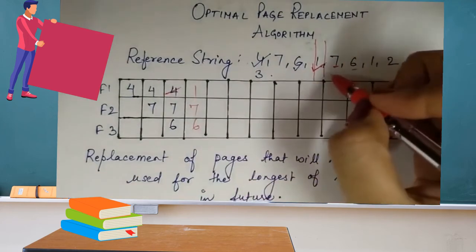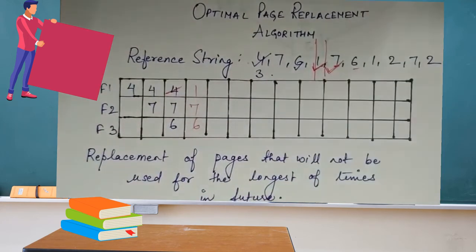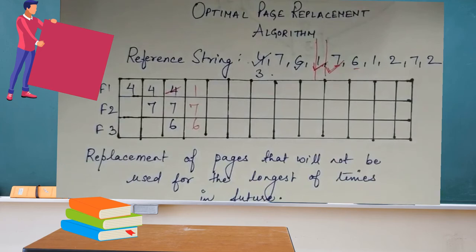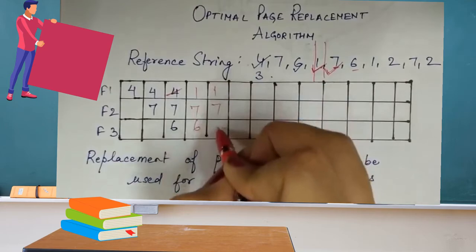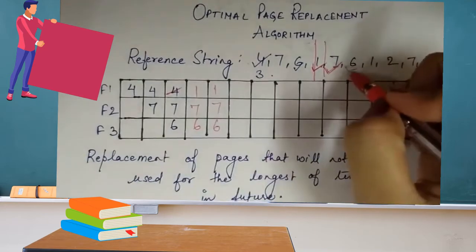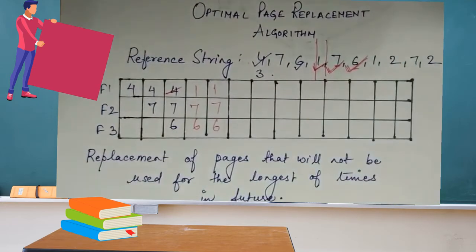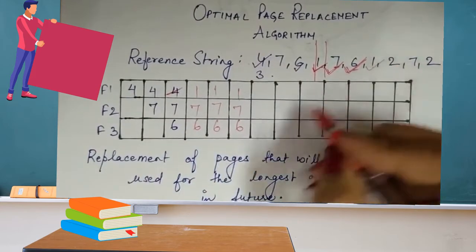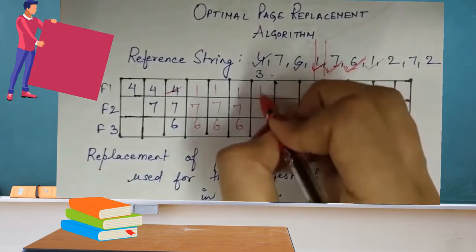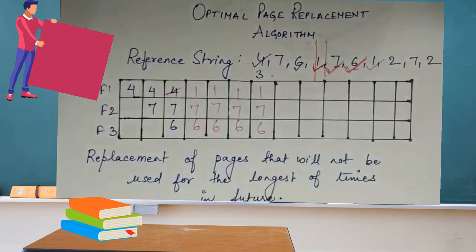Now let's come to the next element, that is 7. We'll check whether 7 is present in the frame or not. We see that 7 is present, so no replacement is made here. Coming to 6, again we see that there is no replacement. 1 is also present in the memory, so we won't be doing any kind of replacement.